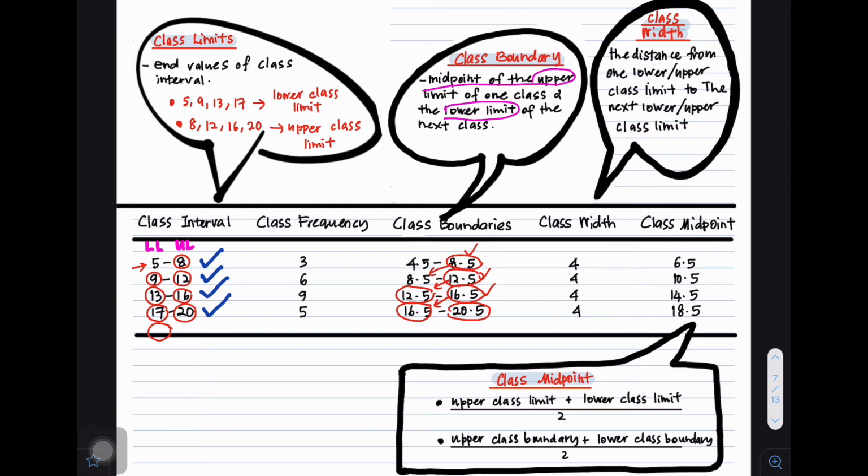So the first class has sizes 4, 5, 6, 7, 8. Okay, so 9 to 12, sizes 4, 9, 10, 11, 12. And then 13, 14, 15, 16, 17, 18, 19, 20. So the next class will be 21, 22, 23, 24. Okay, therefore 20 plus 21 is 41. 41 divided by 2, and then you get the upper boundaries here. That is how we use the formula to calculate the upper boundary.